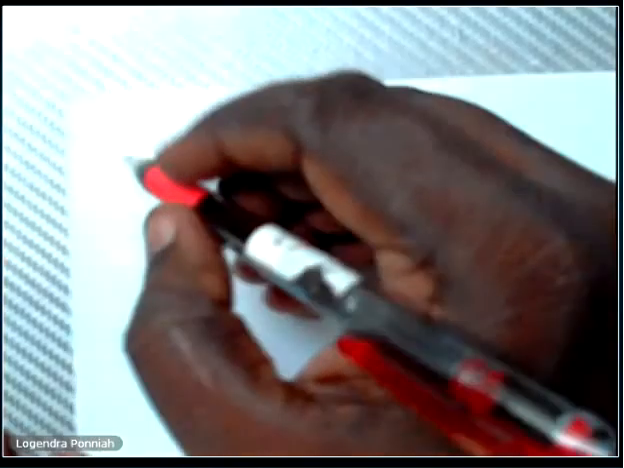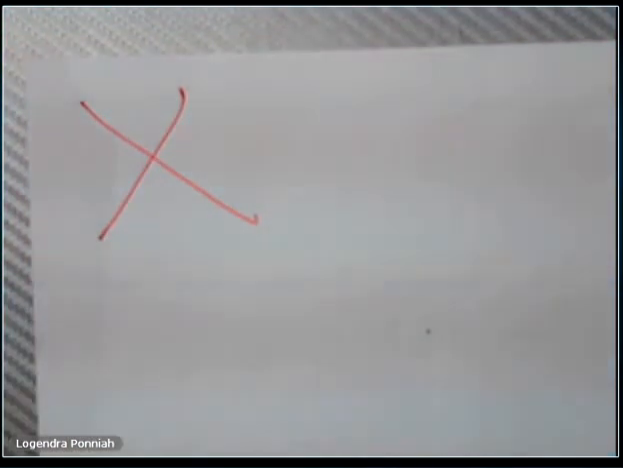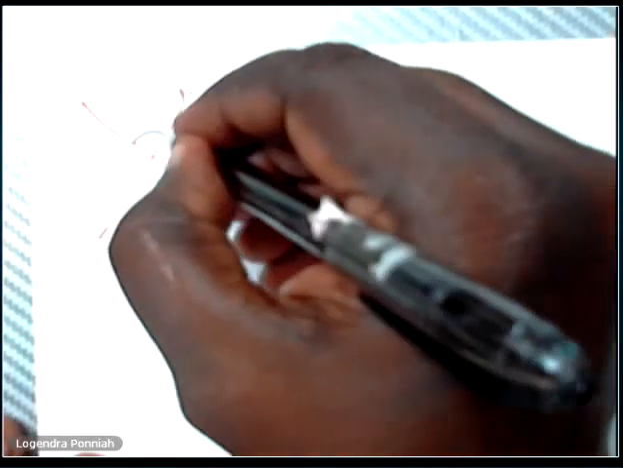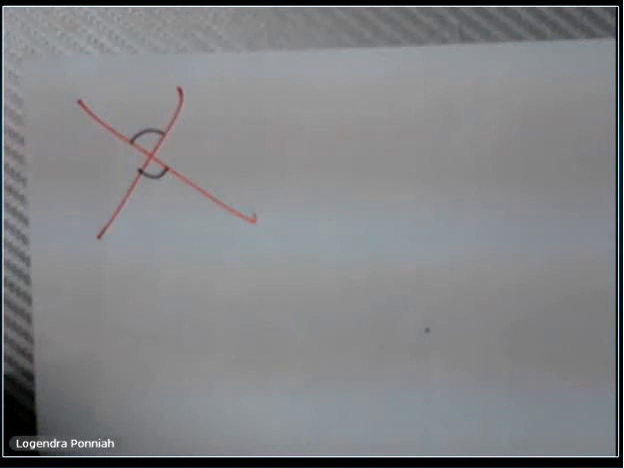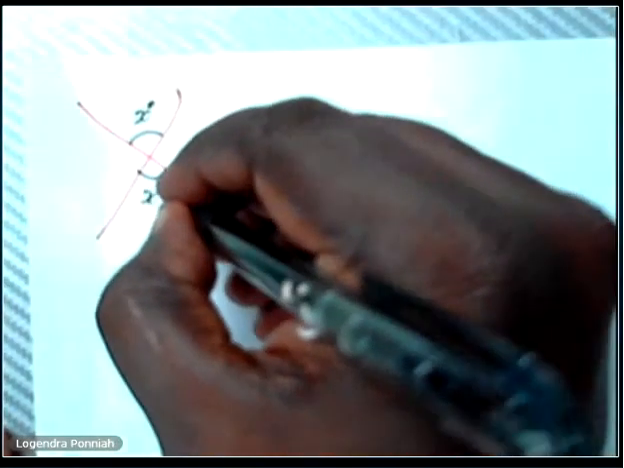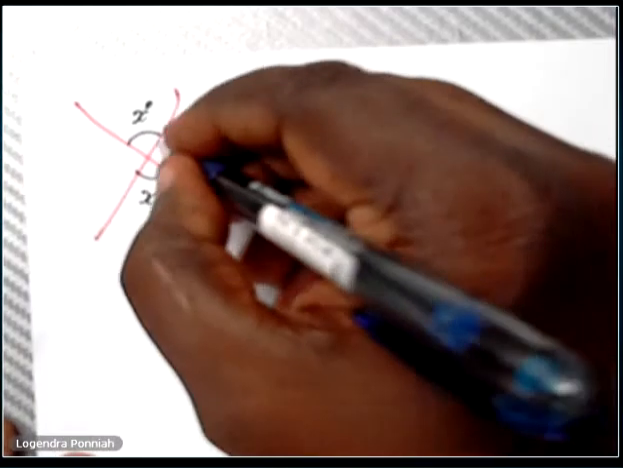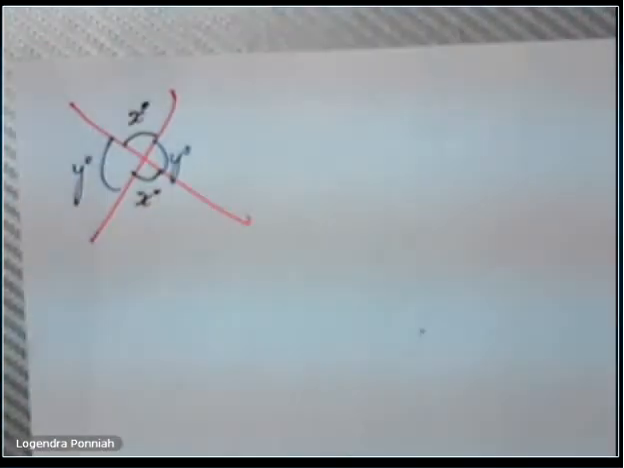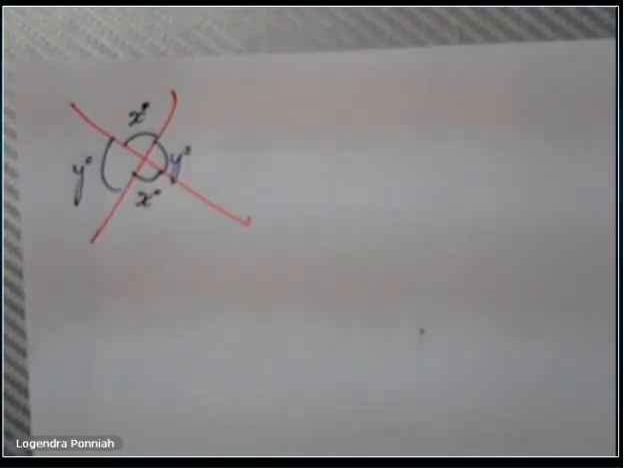opposite angles are equal. Whenever you have two lines crossing each other, in a situation like this, the opposite angles, this and this, are equal. So if this is x, this will be x, and if this is y, this will be y. Whenever two lines cross, the opposite angles will be equal.